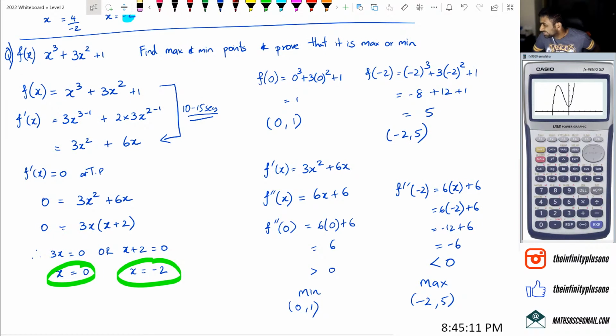So let's come back to this side here. Sniper, not sure why you're scared, man. Pretty much, Sniper, that's what I was doing. I was finding the nature of the turning points.